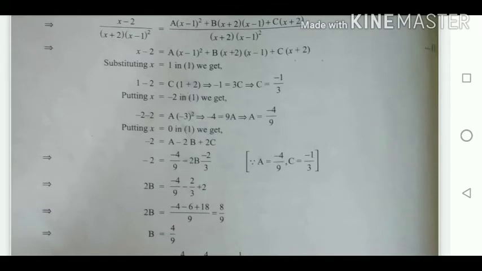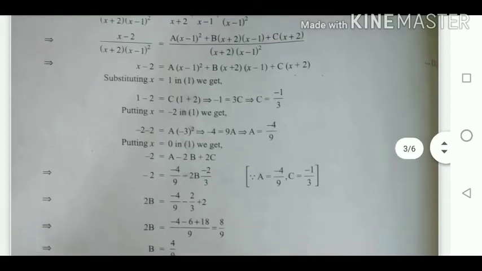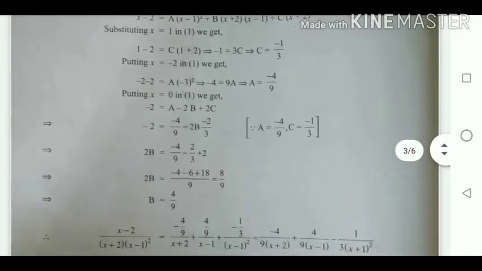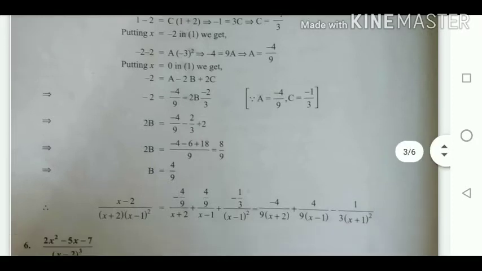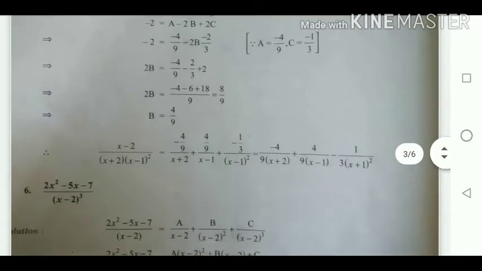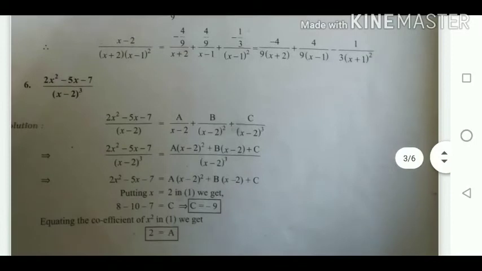So depending upon the case, you may substitute the values, that is you are giving different values to the variable x. Then we are finding the value of a, b as well as c. Now substitute these values in the question. We are getting (x minus 2) divided by (x plus 2) into (x minus 1) whole square equal to minus 4 by 9 (x plus 2) plus 4 by 9 (x minus 1) minus 1 by 3 into (x plus 1) whole square. Okay. Now we are going to see the next model.